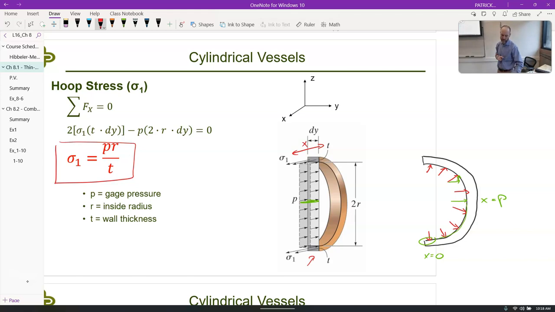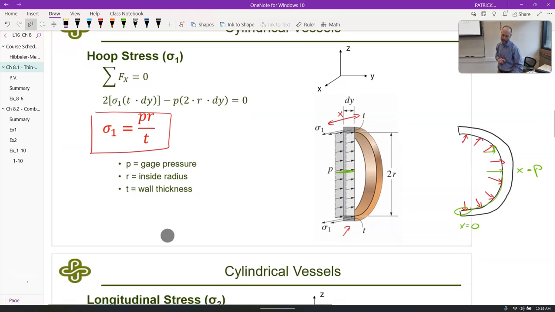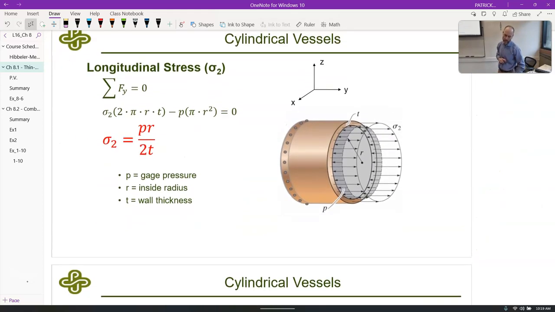So that's sigma 1, and that's the hoop stress for a cylinder. If we section longitudinally through our member, look at sigma 2, which is going to be the stress in that wall. It's going to balance out that pressure that's acting over the whole circular dimension of our cylinder. Sum of forces in the y direction, being the length of the cylinder, what we find once we evaluate that expression is that sigma 2 is equal to the pressure times the radius over 2t.